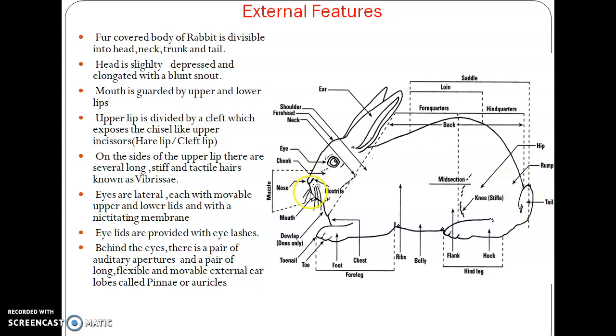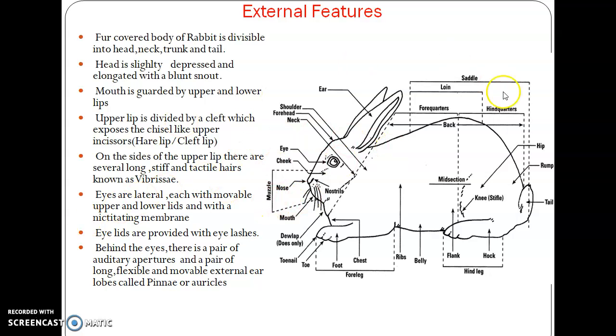The head is slightly depressed and elongated with a blunt snout. It is blunt, not pointed. Here is the mouth. The mouth is guarded by both the upper as well as lower lips. The upper lip is divided by a cleft, and this exposes the chisel-like upper incisors.